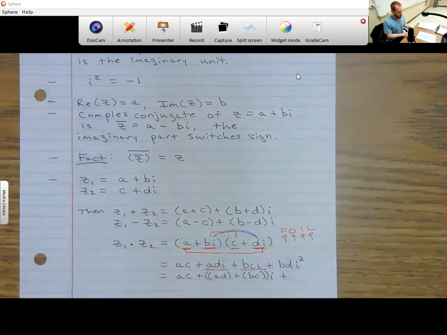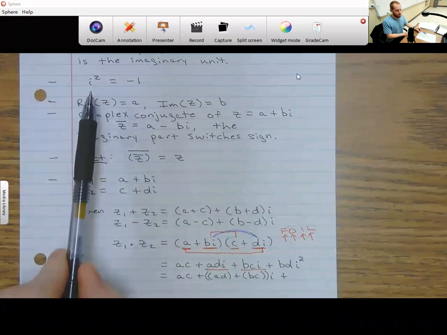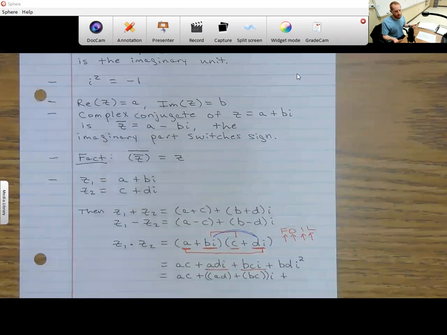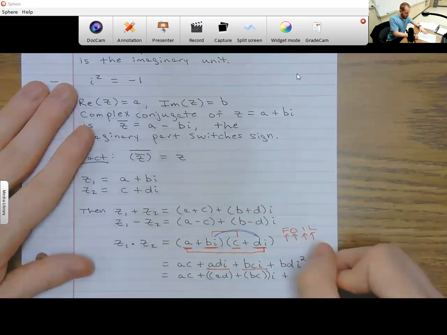So what happens to this bdi squared over here? Well, we learned up here that i squared is equal to -1, right? This i squared up here, we're going to be using that fact today. If i squared is -1, then I know that this i squared can be replaced with a -1. So this is actually going to become a negative bd.